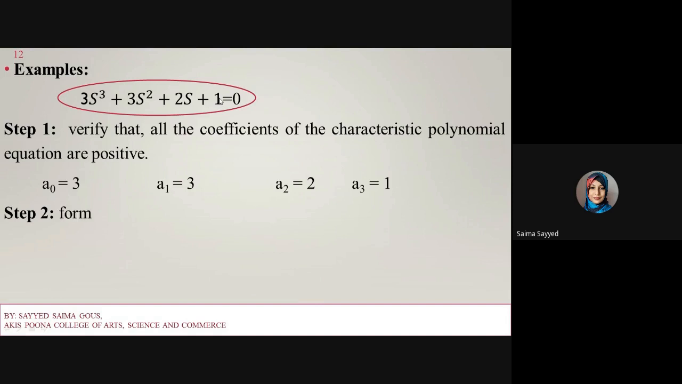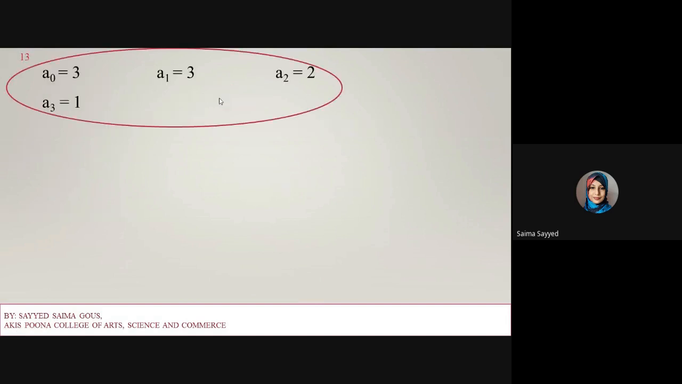Now what is step 2? Form an array by using these values. s^3 will be a0, so a0 will be 3, then a2 is 2. Next, s^2 will be a1 and a3, so 3 and 1.